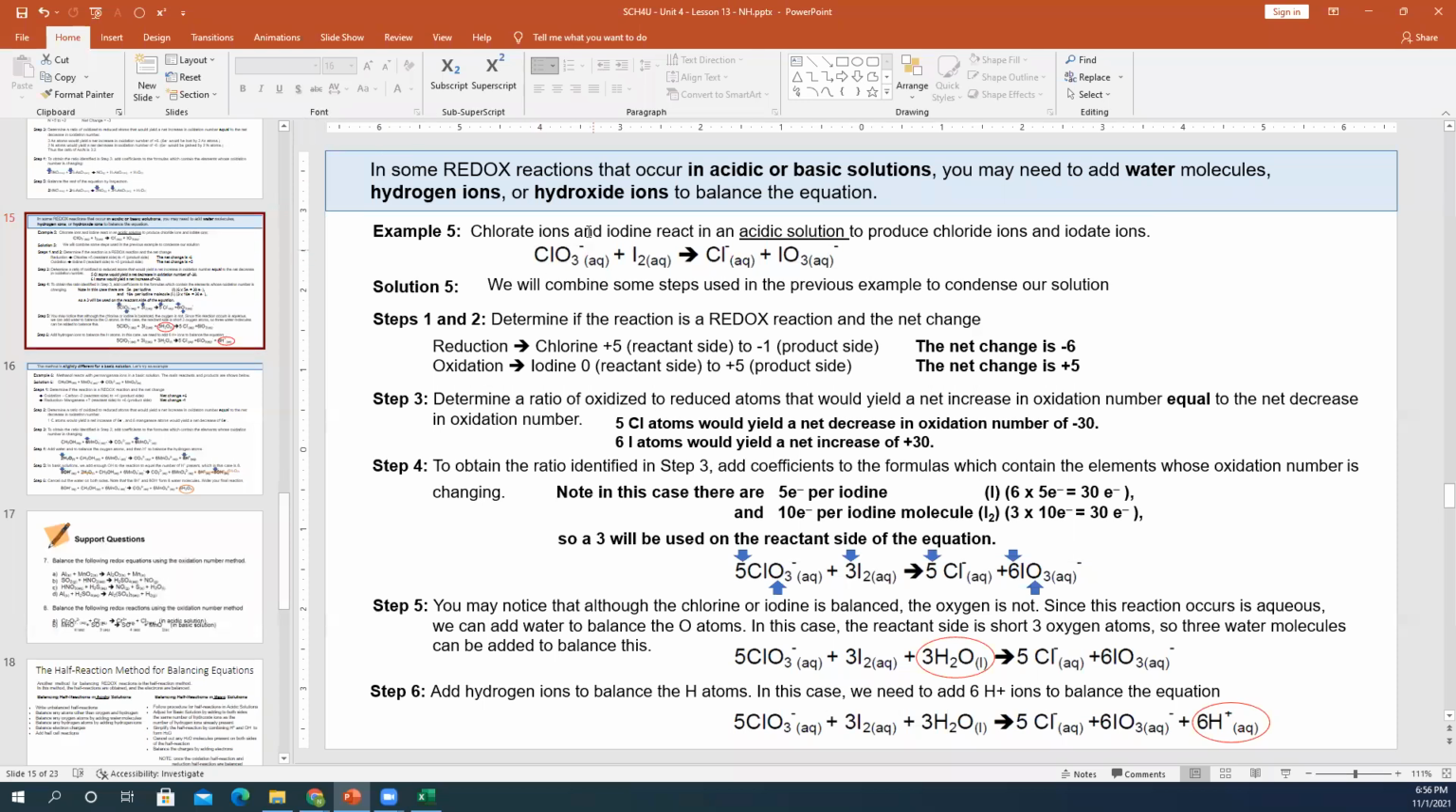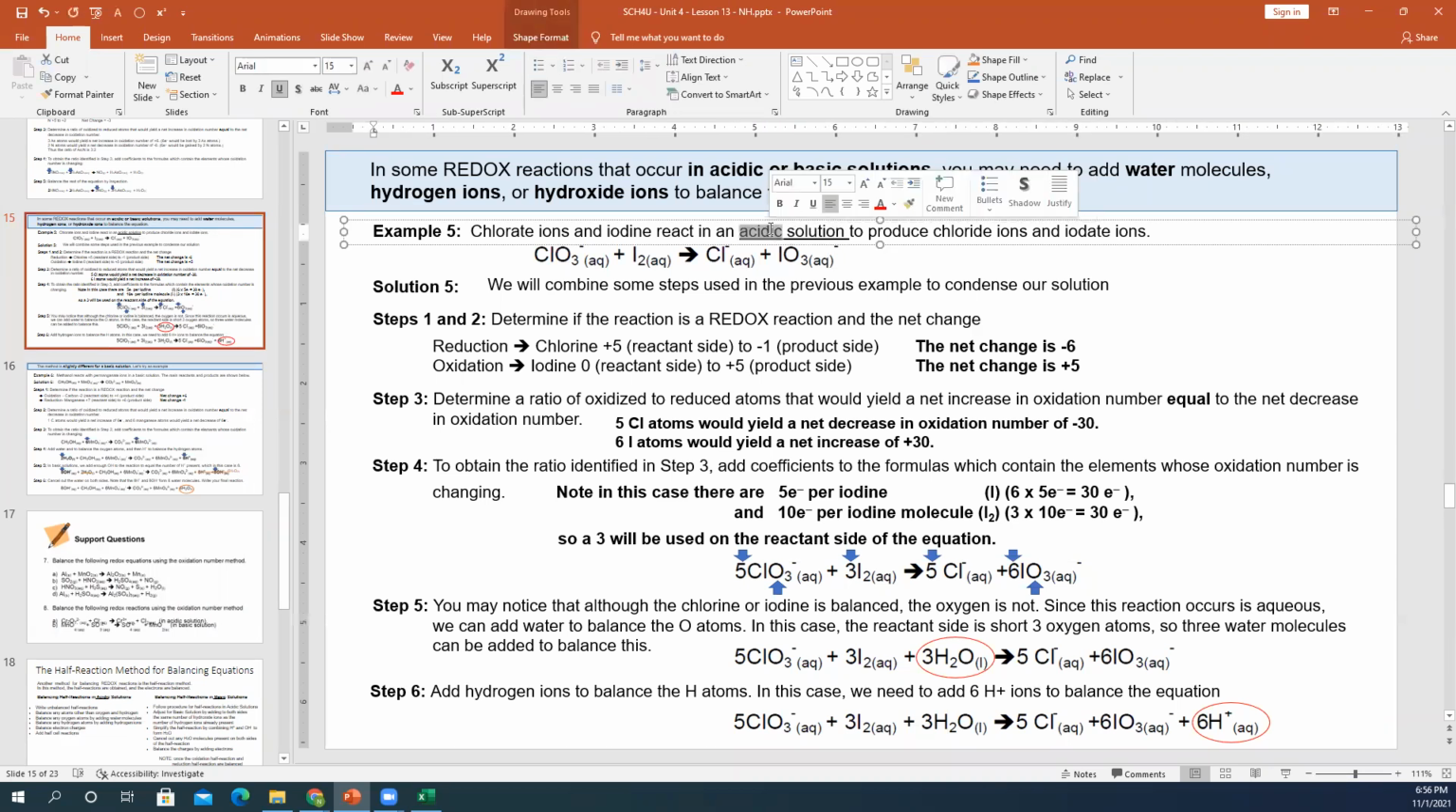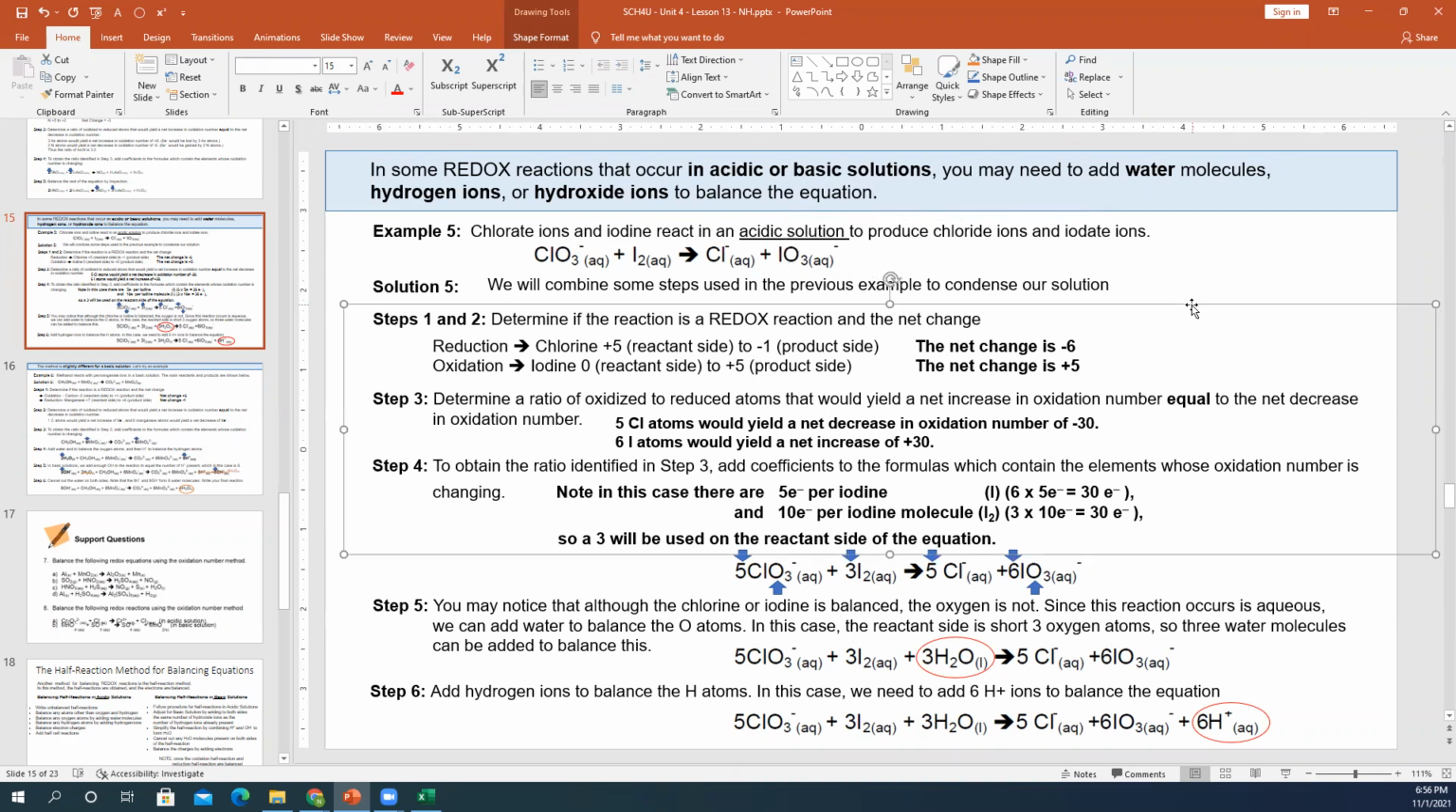You're told that these chlorate ions and this iodine are reacting in an acidic solution. So you're told that this is happening in an acidic solution to produce these chloride ions and these iodate ions. And so some of the steps here will combine some of the steps that we used in our previous example, just so that our solution is not very, very long. So you can apply some of the steps from before.